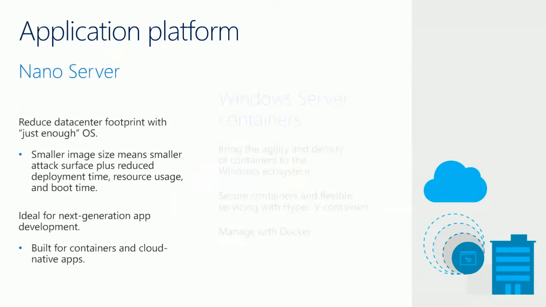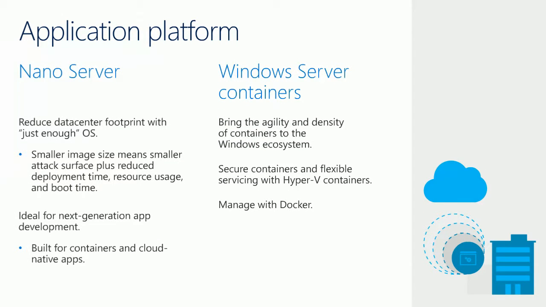Let me quickly talk about application platform, which is again one of the key themes of Windows Server 2016. There are two main things here: Nano Server, which is an OS image that is 25 times smaller than a regular Windows Server 2016 image, right? So you can imagine the small surface, sort of the attack vector, right? And it's a headless operating system, ideal for reducing your data center footprint or running applications that use containers and microservices. So it really provides a very small footprint and just enough OS capability that you need from your hosted environment.